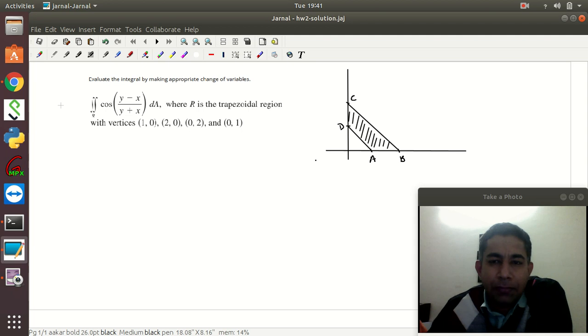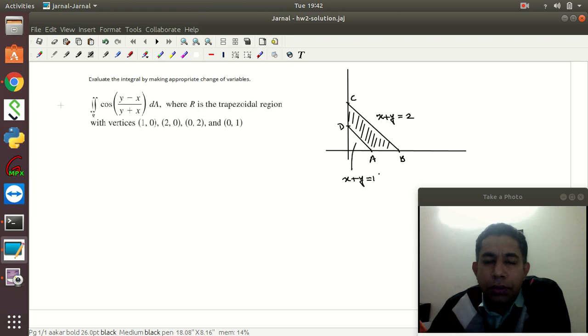So let's see the equation for these sides of the trapezoid. So this was 2 0 and that was 0 2. Without too much work, you should be able to work it out. The line BC is x plus y is equal to 2, and the line AD should be x plus y is equal to 1. Okay.